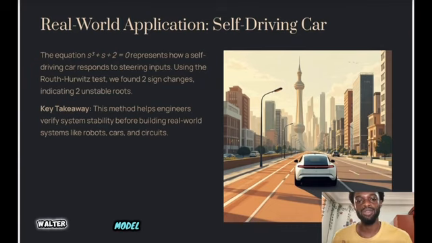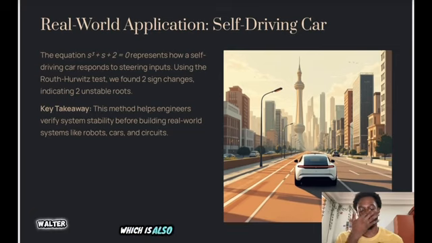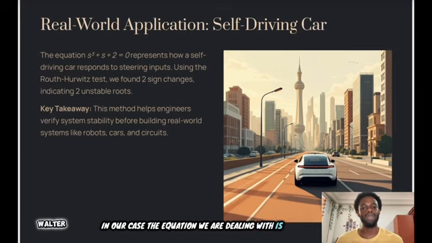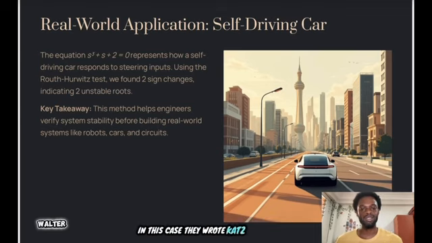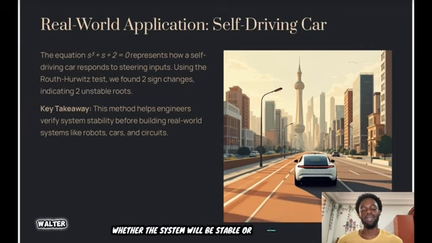Engineers in this case model the car's steering control system as a mathematical equation, which is also a characteristic polynomial. In our case, the equation we are dealing with is s to the power 3 plus s plus 2 equals 0. The equation tells us everything about how the system responds to the inputs being fed into it. The Hurwitz test lets engineers check, without even solving the equation, whether the system will be stable or unstable. That's incredibly powerful, right?